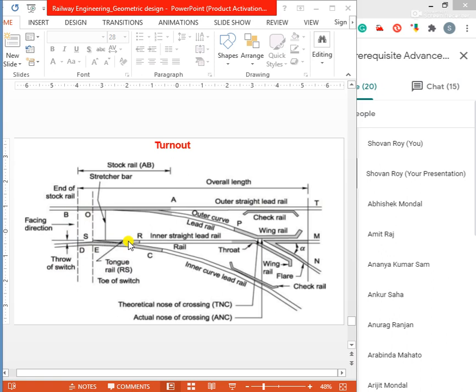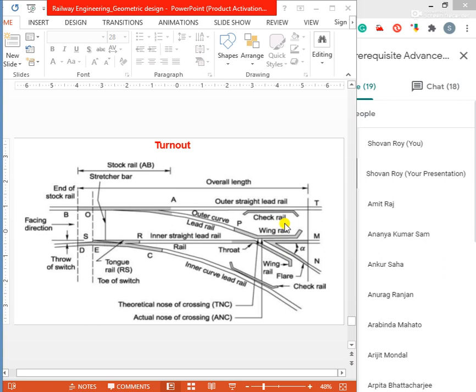After the switch, the crossings. Under the crossing, the nose consists of a point rail and splice rails, two wing rails and two check rails. This is the wing rail, one of the parts of the turnout sections. Then this is the check rail. The names of the different elements of the railway, like stock rail, tongue rail, wing rail, check rail, are very important terms in the turnout section as basic knowledge.